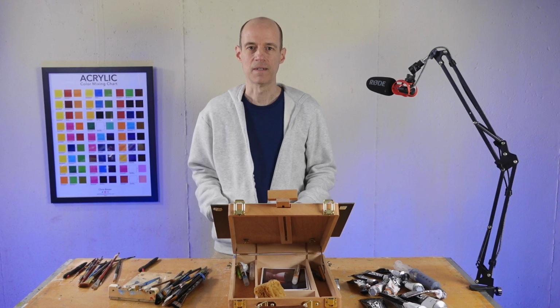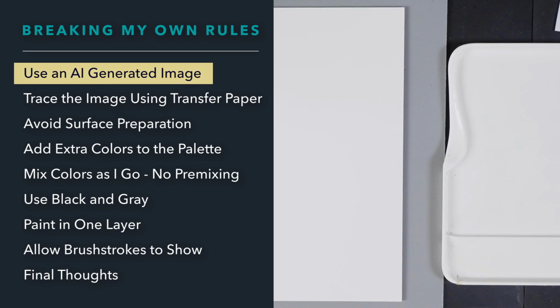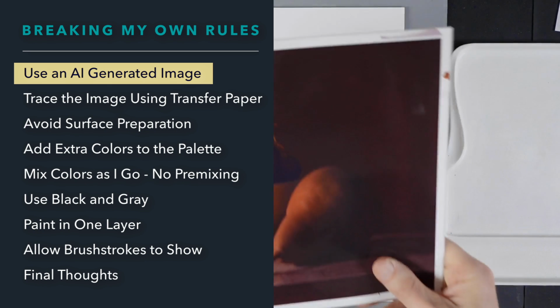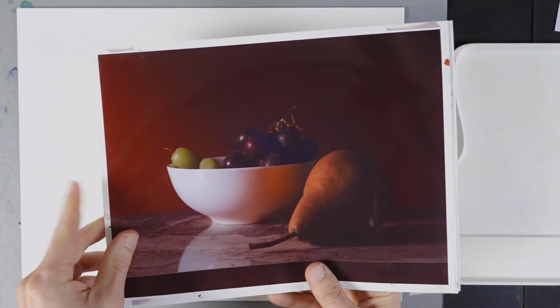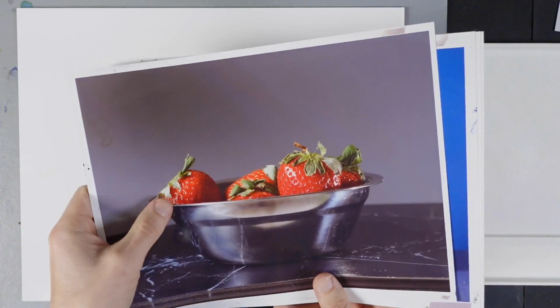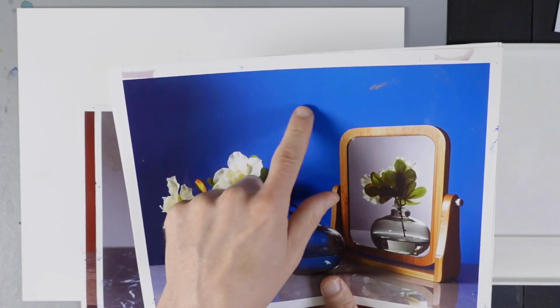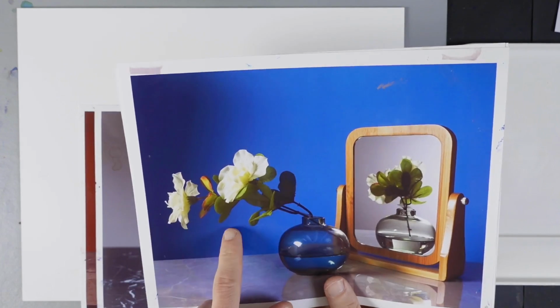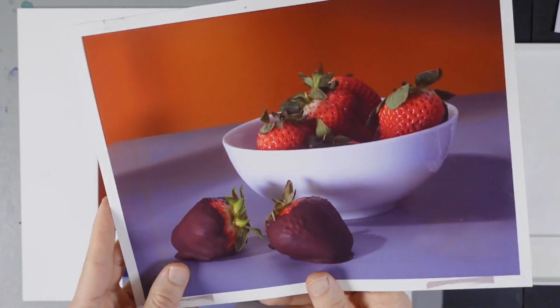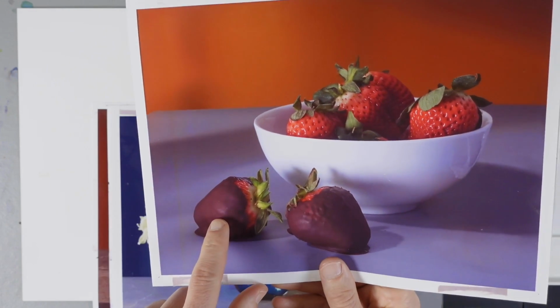So let's get started. Normally, I pick out my own still life subjects and I photograph them. So here's some examples from my previous videos. I would go out and buy the strawberries and all the different props. I'm always on the lookout for different colored poster boards, so I have different colored backgrounds for my paintings to choose from. And for this painting, I even dipped these strawberries in chocolate.